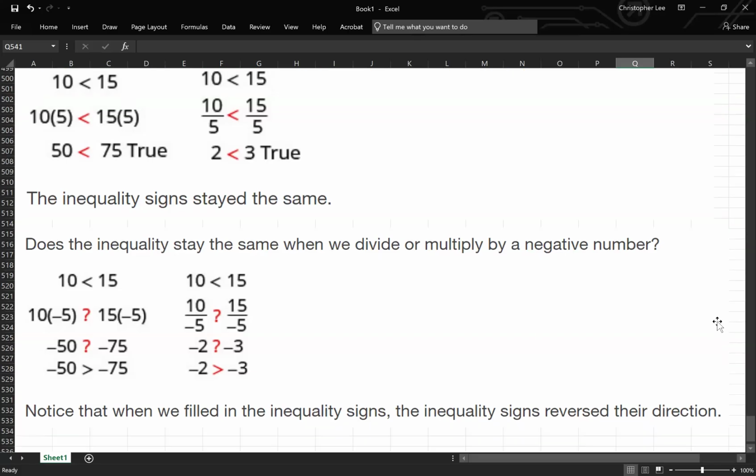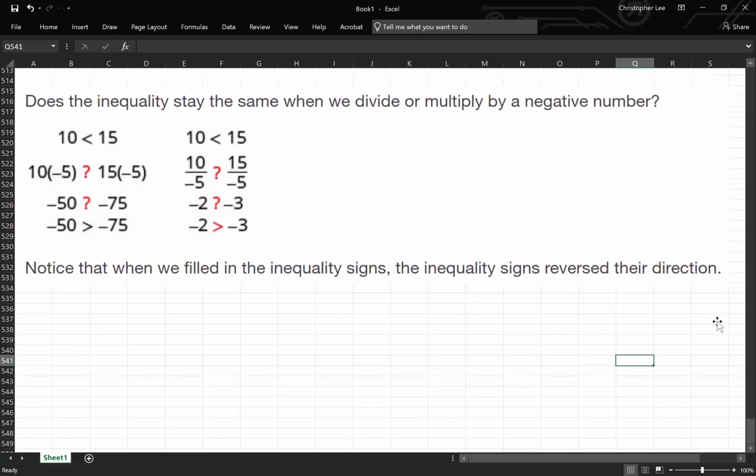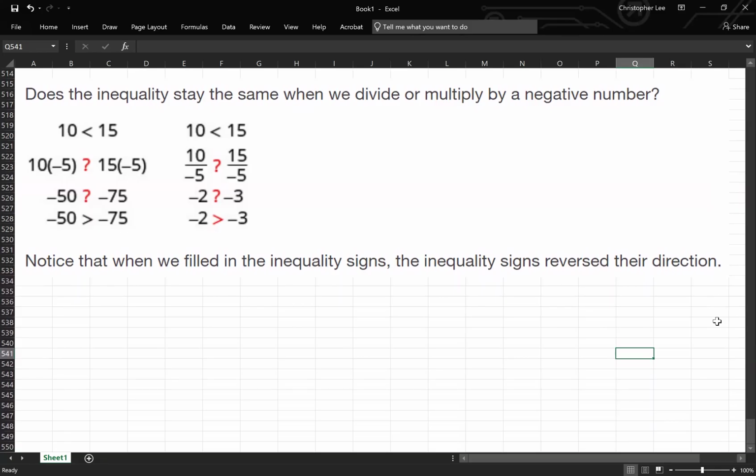For me, coming up, I only really focused on the division one. When you divide by a negative, the sign flips. I've never had a situation, unless I forcefully do it like this, where I had to multiply both sides of an inequality, excuse me, by a negative number. I just wouldn't do that. It's my thing. Also notice that when we do this, the inequality signs reverse their direction.